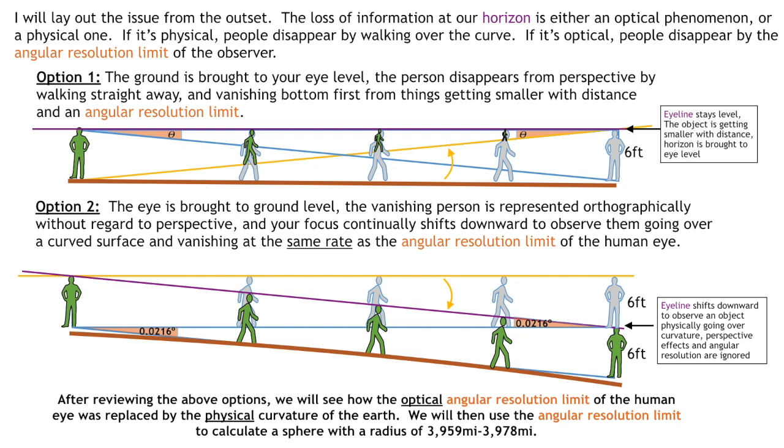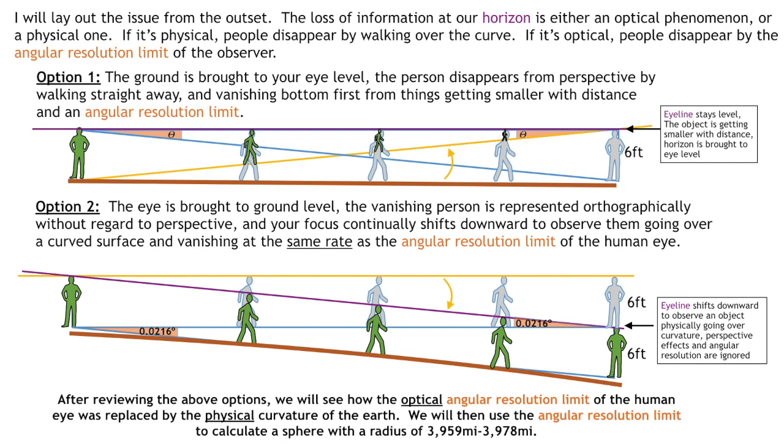Option 2, the eye is brought to ground level. The vanishing person is represented orthographically without regard to perspective, and your focus continually shifts downward to observe them going over a curved surface and vanishing at the same rate that happens to be the angular resolution limit of the human eye. So again, in this situation, your eye line now moves downward to continually shift and adjust for a person walking over a greater amount of curve as they walk away and become smaller.